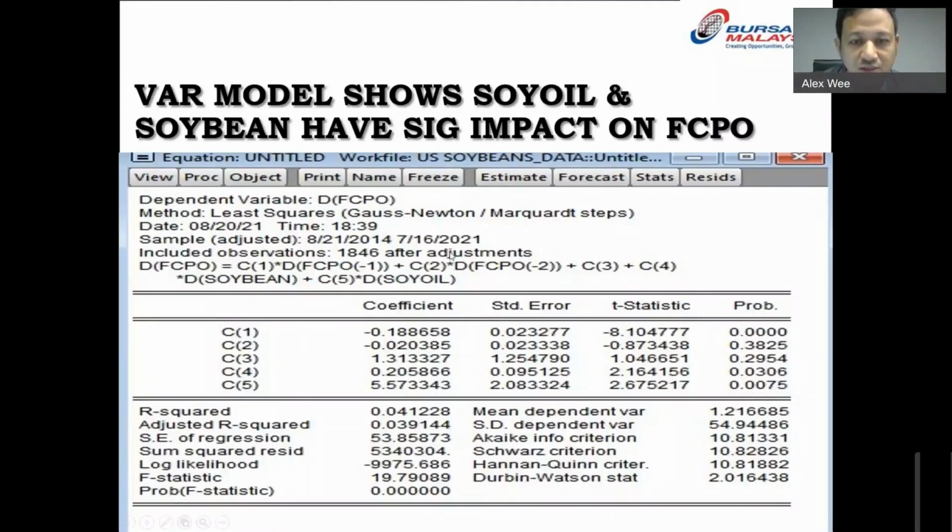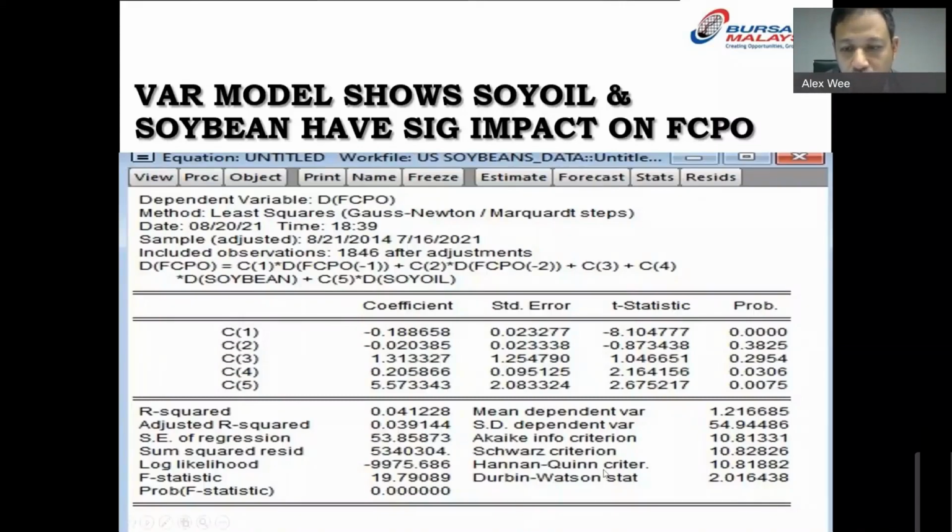And also C1 is the previous day data of FCPO, which is also very, very significant to predict tomorrow's FCPO price. So the historical data is also significant. Okay, you can see from here that 3 things are significant in this VAR model to predict FCPO price. That shows you that the VAR model shows soya oil and soybean have a significant impact on FCPO. So if you trade FCPO, remember to take this into consideration. Soybean, soy oil. Okay, that's what the model shows.